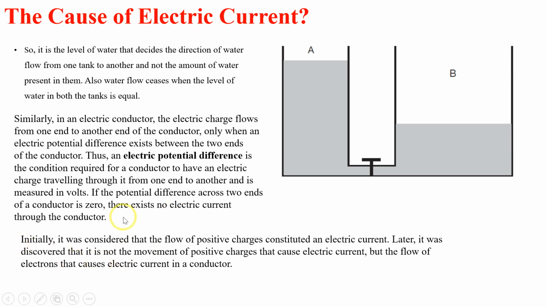Initially, it was considered that the flow of positive charge constituted an electric current. When people were less aware of electricity, they considered that electricity is actually the flow of positive charges. Later it was discovered that it is not the movement of positive charge that causes electric current, but the flow of electrons that causes electric current in a conductor. So now we know that the electrons move, and so the electric current occurs.